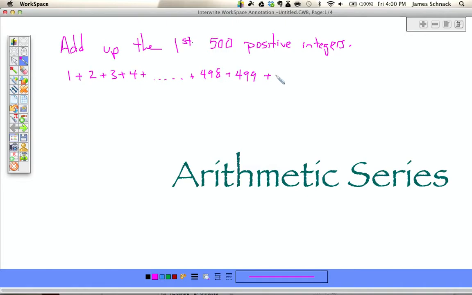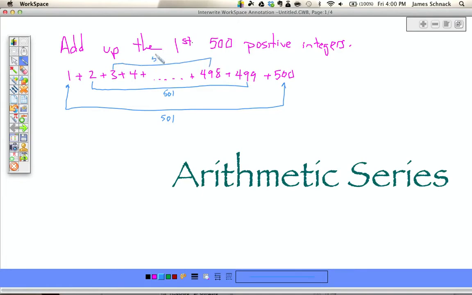Well, for those of us that are learned and rather observant, we might find a quicker way to do this. What we might notice is that if we take 1 plus 500, that's 501. If I take 2 plus 499, that's 501. If I take 3 plus 498, guess what that is? Oh, it's 501. And then you might realize, well, there's 500 numbers. That means that there's going to be 250 of these 501 sums, and we can multiply those together, and we are done. And it's very quick.